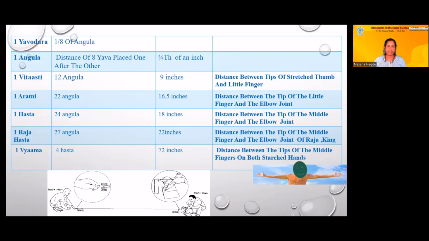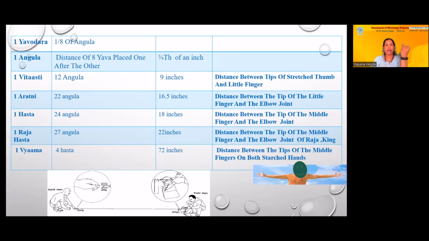Next is Aratni, 22 angula, 16.5 inches. It is the distance between the tip of the little finger and the elbow joint. So this is one Aratni, 22 angula, 16.5 inches, the distance between the tip of the little finger to the elbow joint.